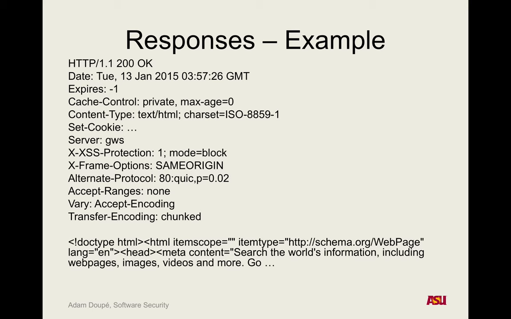And what else? Oh no, maybe private matching max age zero. Max age zero, that means never cache it. So, like, don't ever cache this. Content type is important because it tells your browser what is this body that you're sending. Because it doesn't have to be HTML, right? We can send JavaScript files and movies or whatever through there.